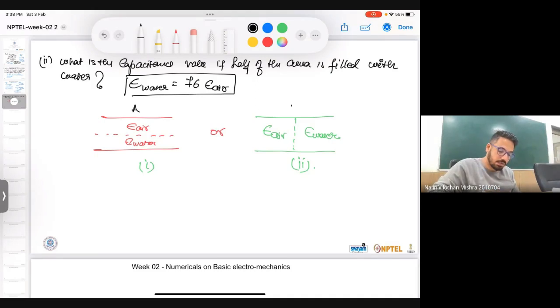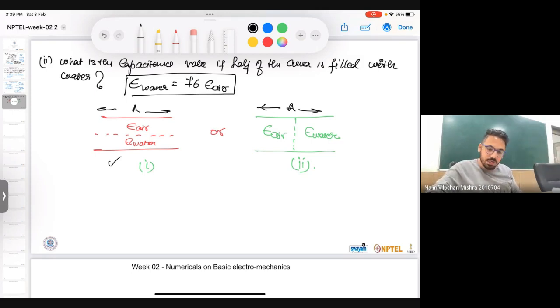This is the area. The first one. Okay, Prashant. Why would you think so? So what is the capacitance value if half of the area is filled?